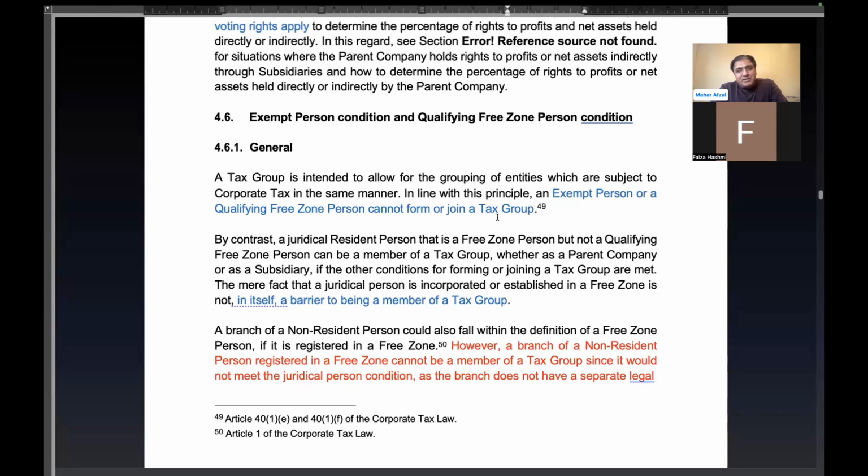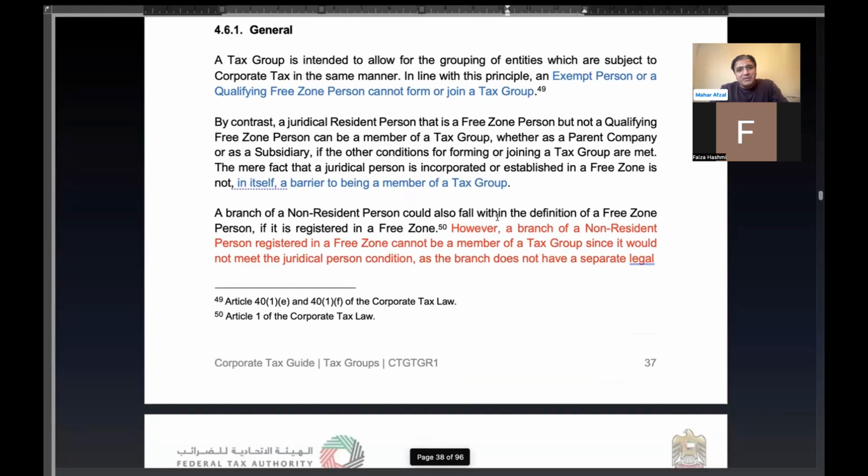We know what the exempt persons are: government entities, government controlled entities, qualifying extractive resources, non-extractive natural resources, qualifying benefit funds, statutory funds, pension funds. These all are exempt persons. But these exempt persons cannot become part of the tax group. But there is one exception to this. There is one government subsidiary which is meeting all other conditions. This government subsidiary can become a part of the tax group. There is one exception to this for the exempt person.